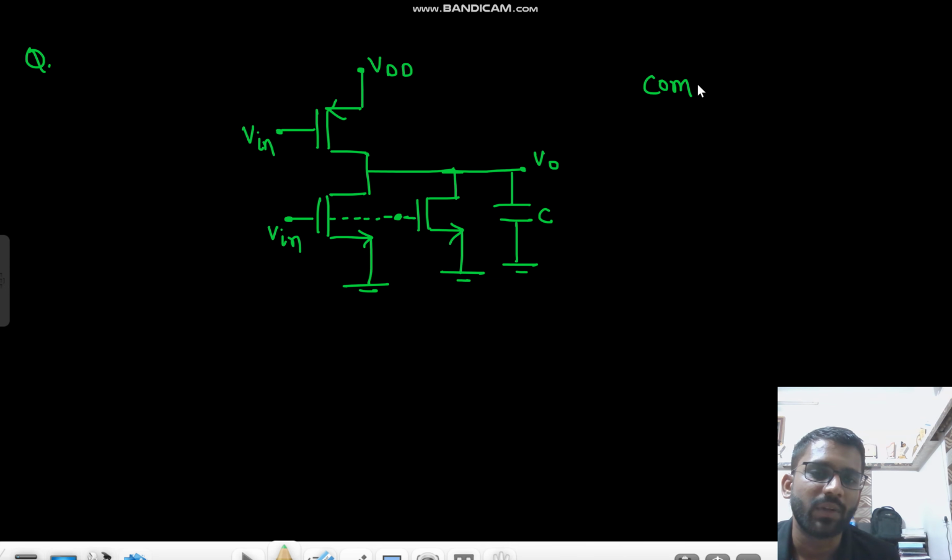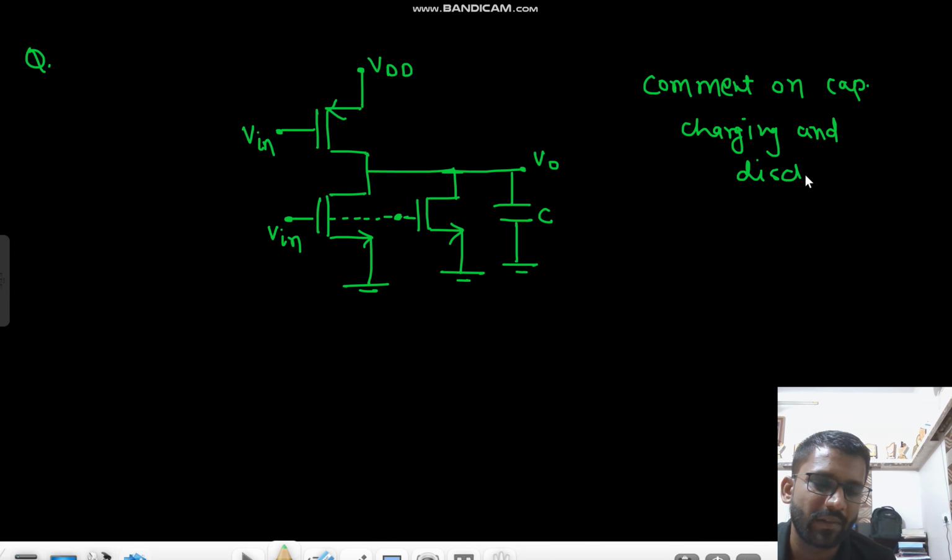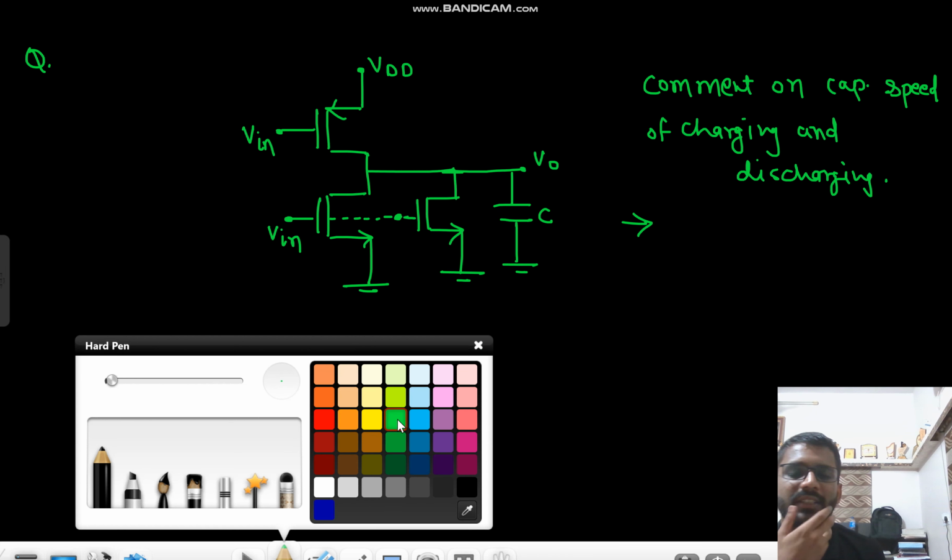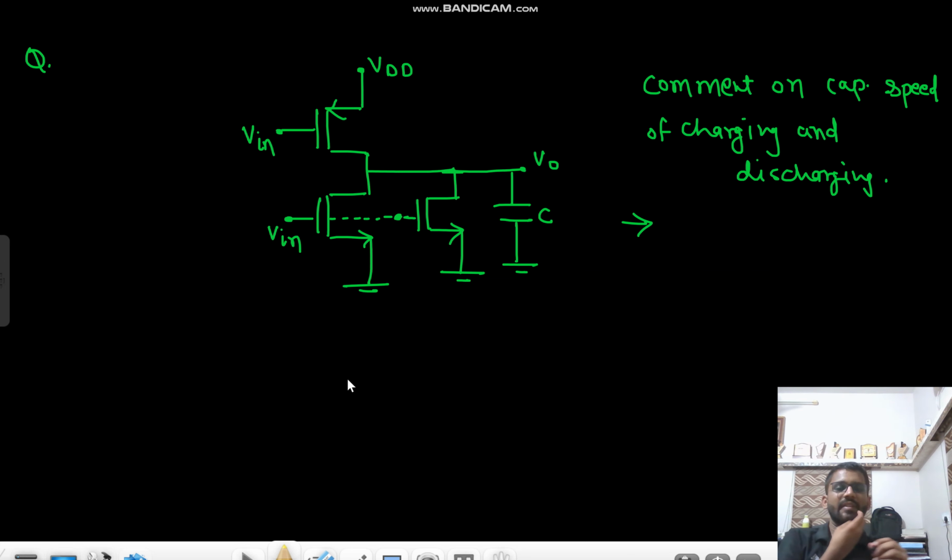So now you need to comment on the speed of capacitor charging and discharging. Tell me how it will change. First we talk about the speed of charging. When the capacitor is charging, that means your PMOS is on. There is only one PMOS, so there is no change in the speed of charging. Speed of charging remains the same.